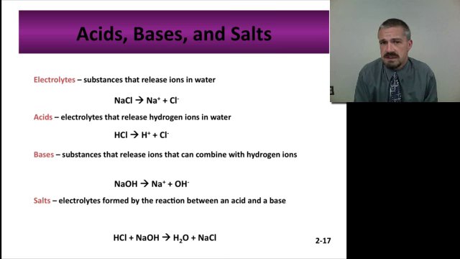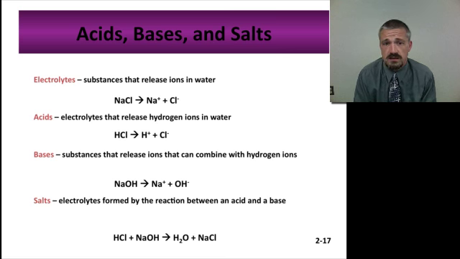So what we need to do is take a look at this and discuss what acids are, what bases are, and what that means to us. Acids and bases, very simply, are particular types of what are referred to as electrolytes. An electrolyte is an ionically bonded substance. Remember ionic bonding from one of our other podcasts.